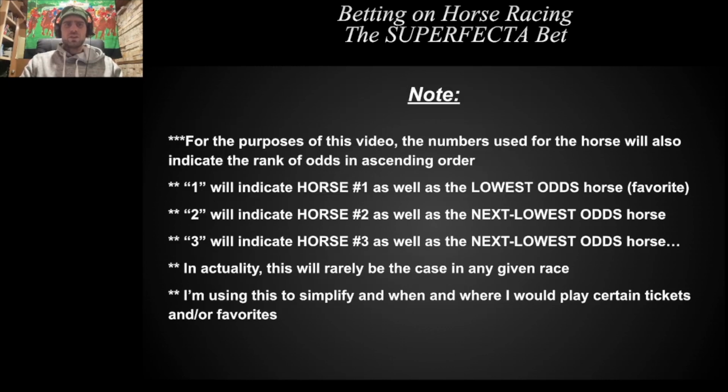So note with these videos, for the purpose of these videos, the numbers used for the horses will also indicate the rank of odds in ascending order. So for example, the one horse is number one, but also will be considered the lowest odds, say 1-1. The two will indicate two horse as well as the next lowest odds, so 2-1, 3, so on and so forth. In actuality, this will rarely be the case in any given race. The lowest odds won't be the 1 all the time, and the next lowest the 2 and 3. It might happen once in a while, but don't depend on it. I'm using this just to simplify the video so you can see where I'm placing the favorites in certain scenarios.